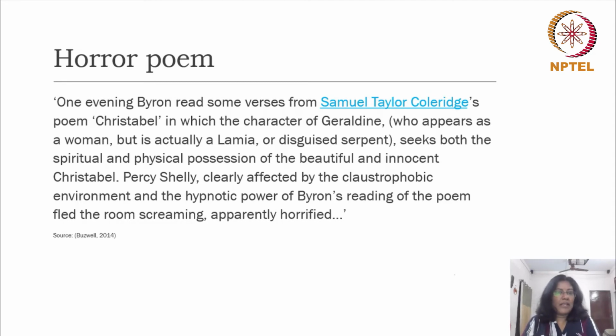Christabel, and Percy Shelley was clearly affected by the claustrophobic environment. They all crowded together in that Villa Diodati, and the hypnotic power of Byron's reading of the poem made him flee the room screaming, apparently horrified. So that was the environment, the atmosphere in which all these figures took inspiration for their own works.